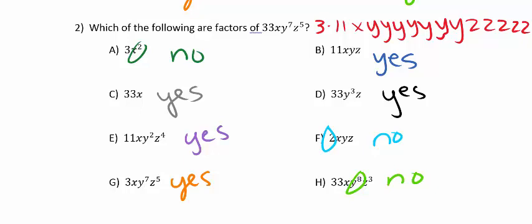The ones that are not factors: 3x squared is not a factor because x squared is too big. We only have an x inside. And 2xyz is not a factor because there's no 2 inside of 33. And in h, 33x y to the 8th, z to the 3rd, we only have a y to the 7th, so y to the 8th is too big. The rest are factors.